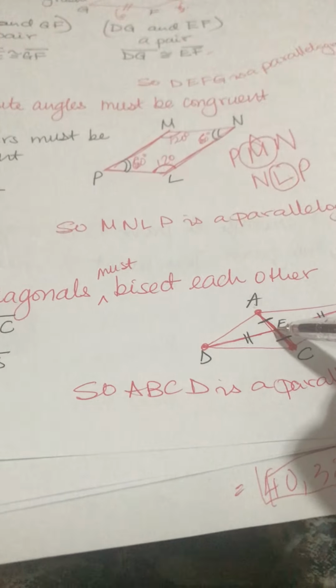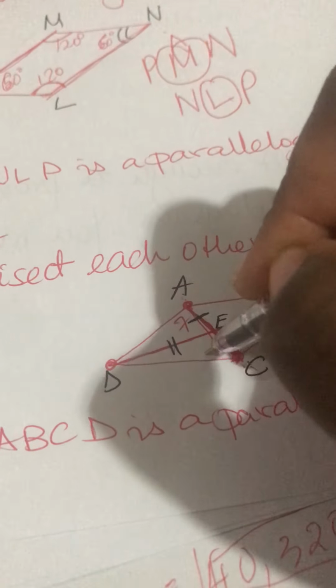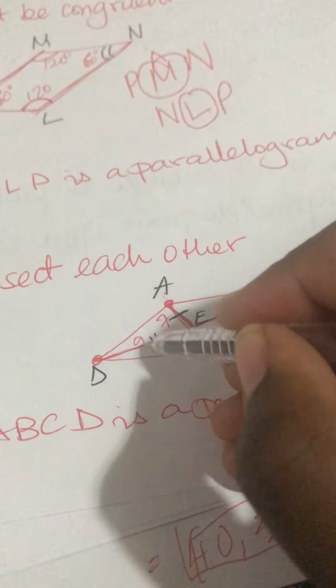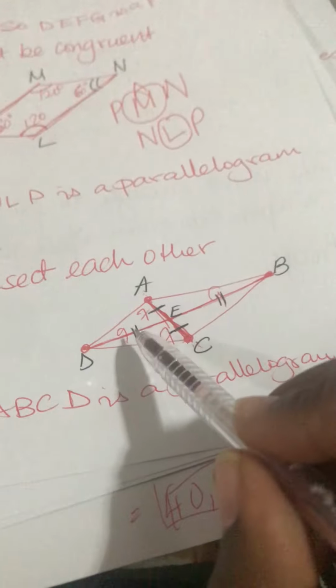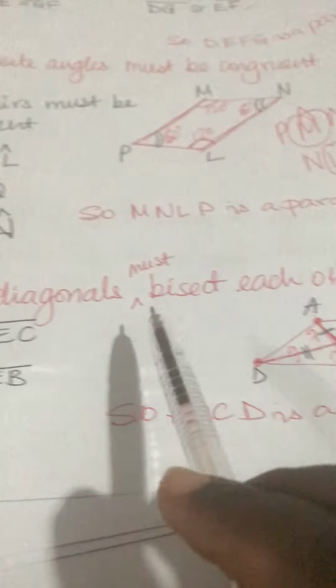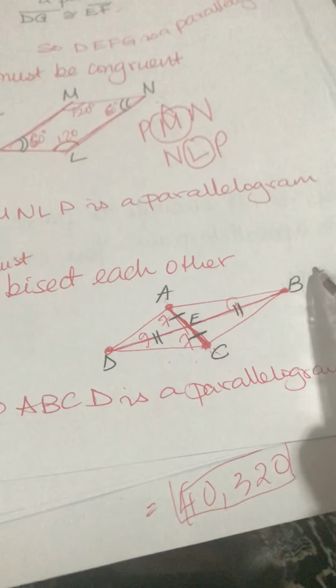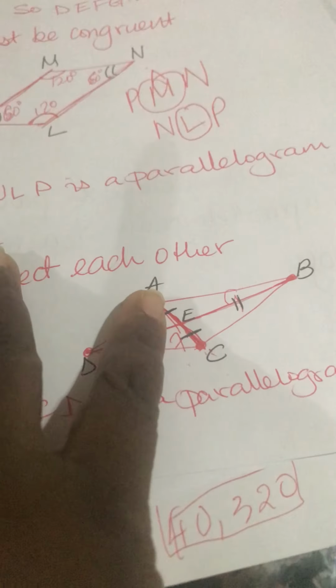So that means AE, whatever number I write for AE, I will write for EC. If I write here 7, this must be 7. If this is 9, this must be 9. So if you see a picture like that, then this shape is a parallelogram. Okay?